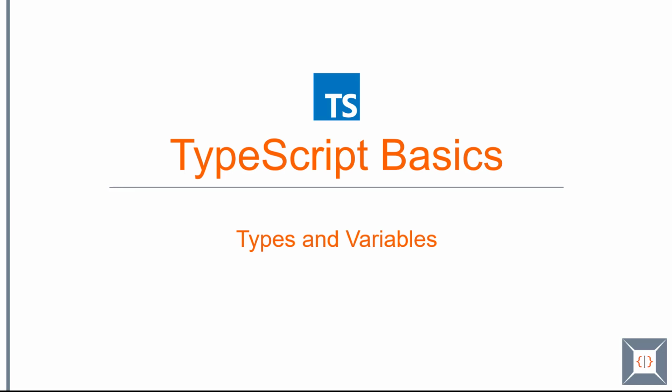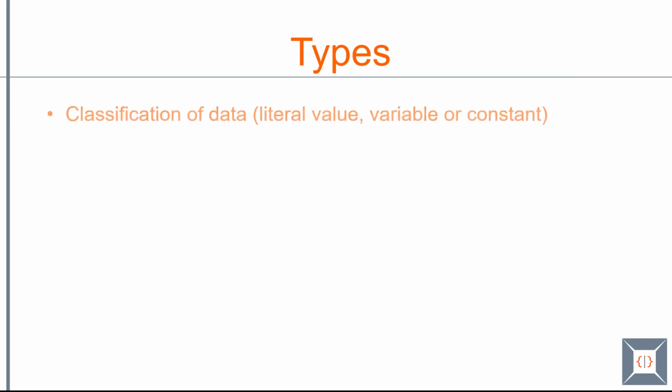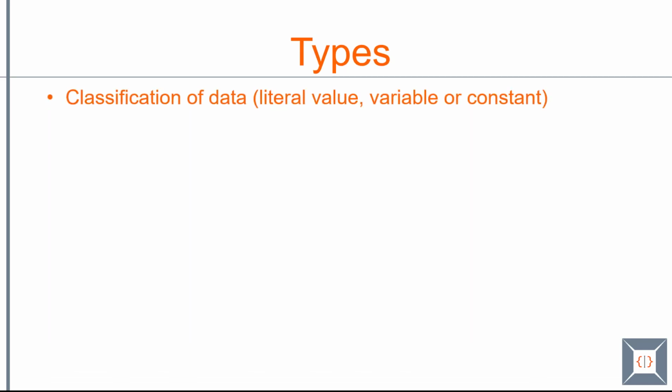In this part, we are going to look at types and variables. Type in any programming language is the classification of a unit of data. You specify this classification so the compiler knows how you are intending to use that data. Getting the type correct is very important.